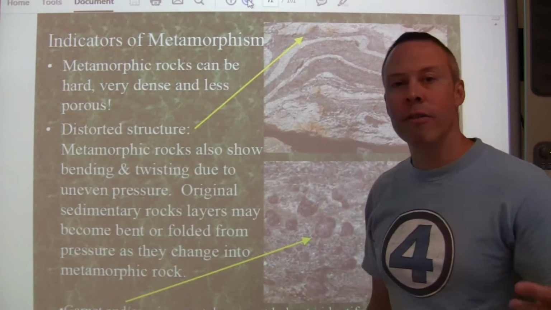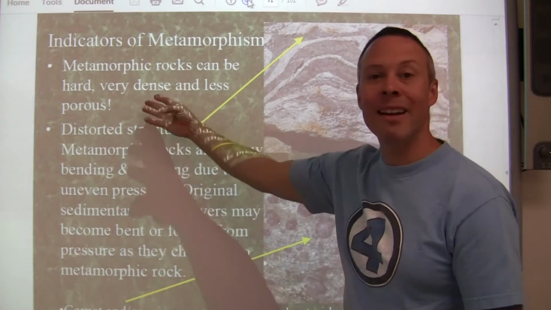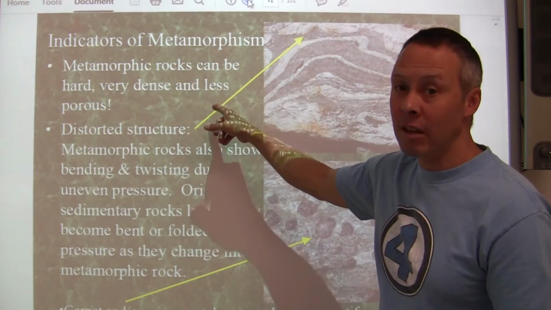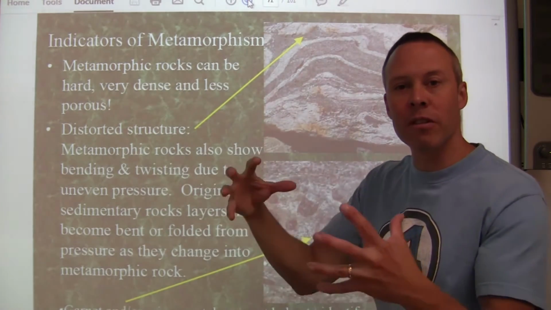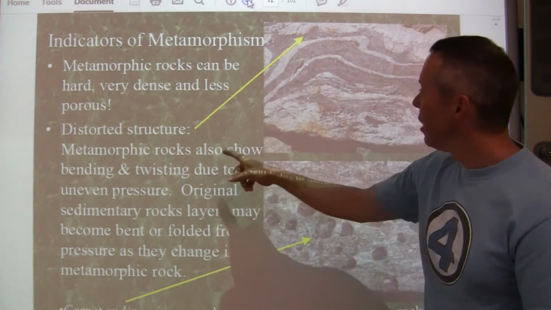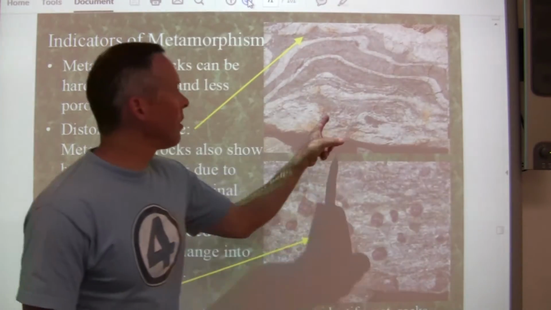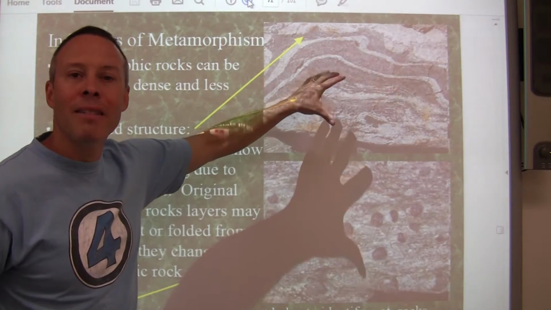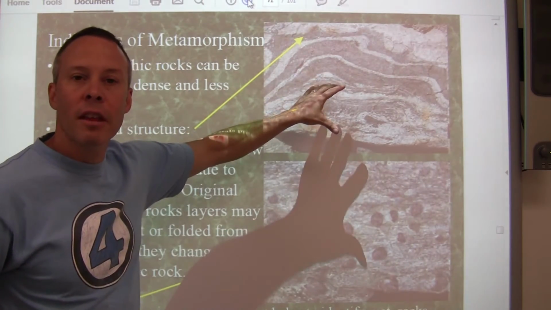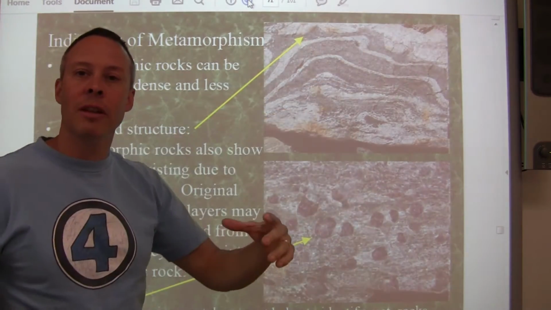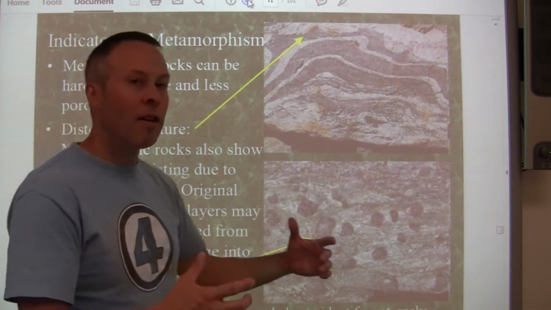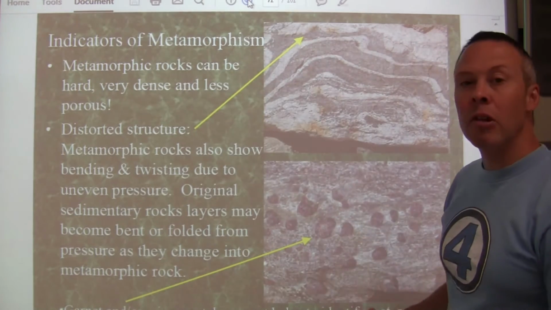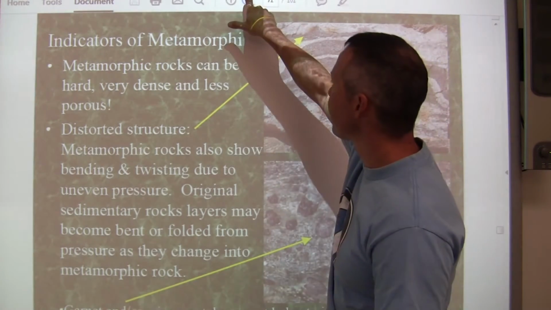So, good indicators that a rock is metamorphic. It could be dense, it could be very hard like that slate. If it had pores, it doesn't have pores anymore. It becomes less porous because the pressure squeezes those out. Distorted structure. Here's a neat picture of distorted structure. If there's bands and bends to it, if it's twisted, the layers are all messed up, that tells you that the pressure has changed that and caused some shift. And if you get crystals that are larger from that recrystallization.